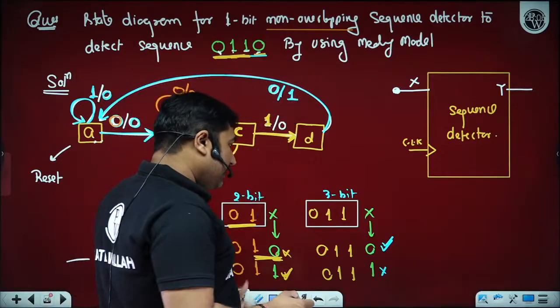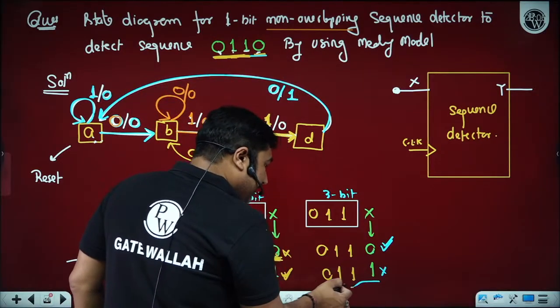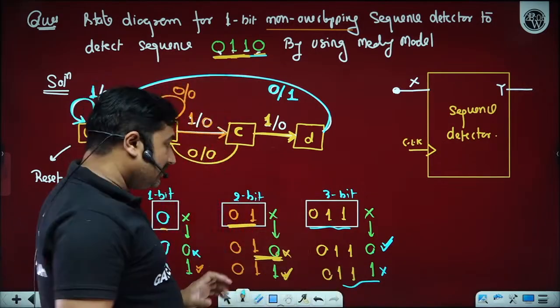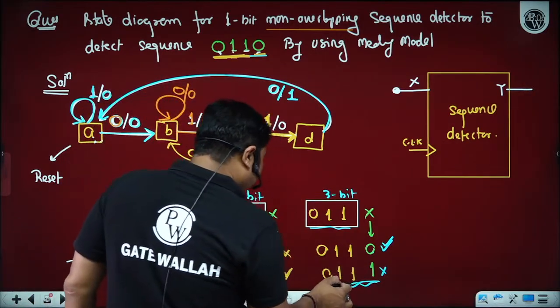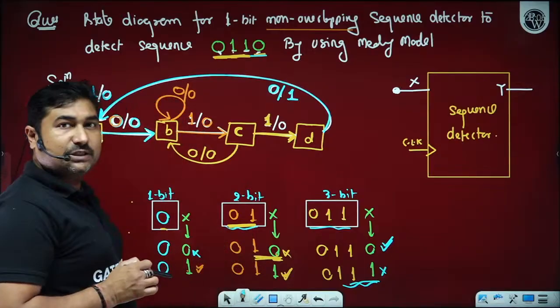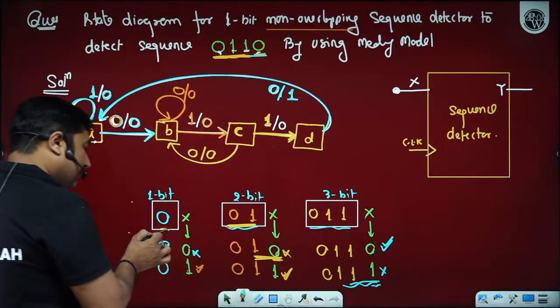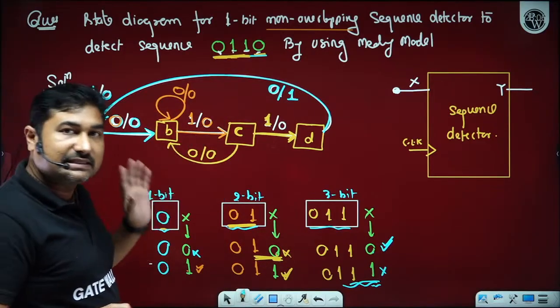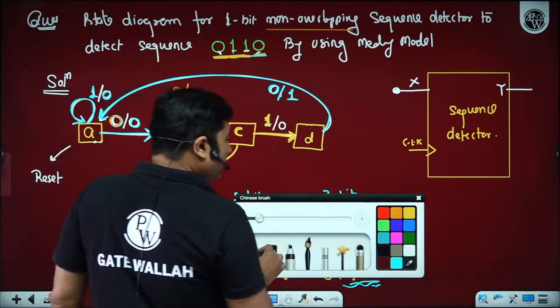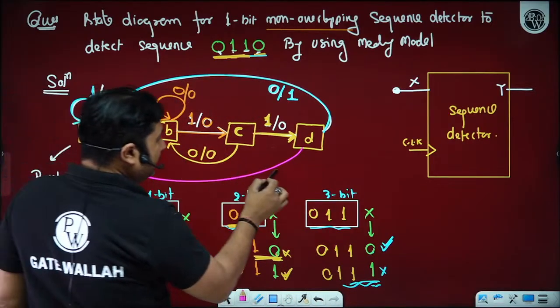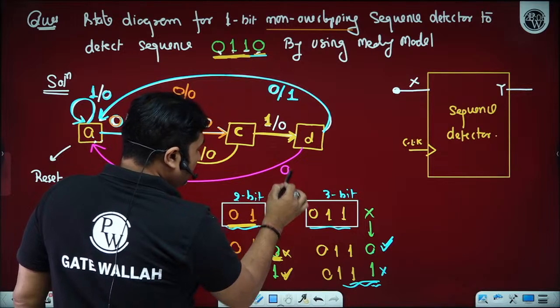So what happened? We have to compare the last 3 bits with the 3 bit state. If it matches, remain in state D. Otherwise, compare the last 2 bits with the 2 bit state. If it matches, go back to the 2 bit state. Otherwise, compare the last 1 bit with the 1 bit state. If it matches, go back to that state. Else, you have to go back to the reset state. So since it is not matching any, go back to the reset state.